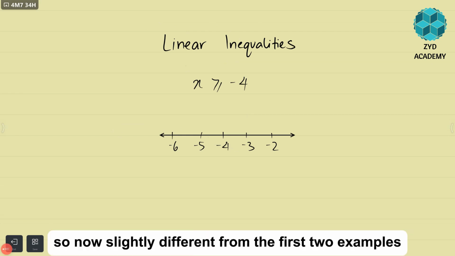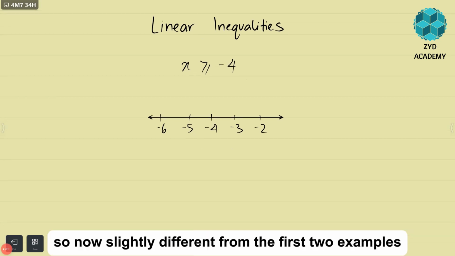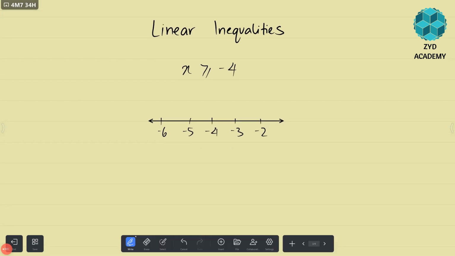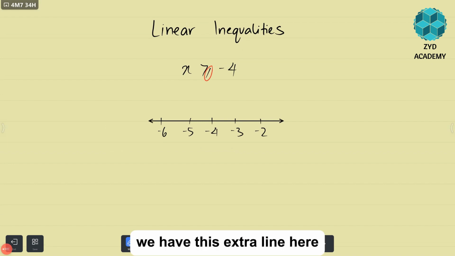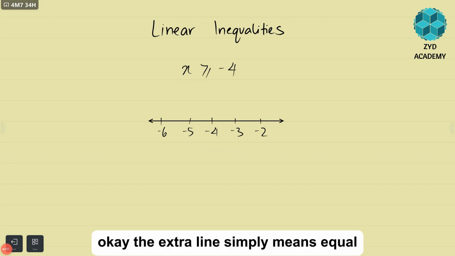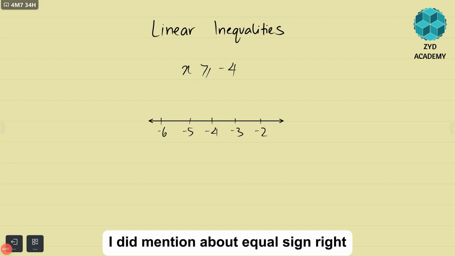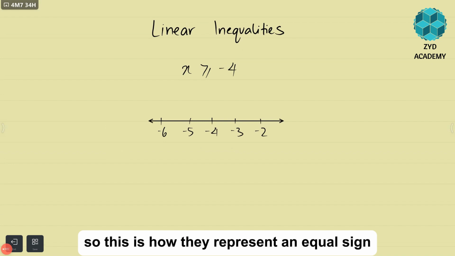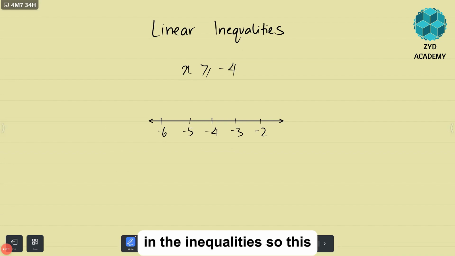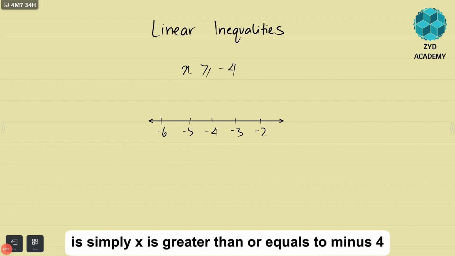Example 3. Now, slightly different from the first two examples, we have this extra line here. That extra line simply means equal. If you recall from the first example, I did mention the equal sign, right? So this is how they represent an equal sign in inequalities. How we read this inequality is simply x is greater than or equal to minus 4.